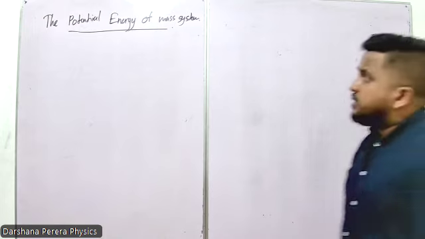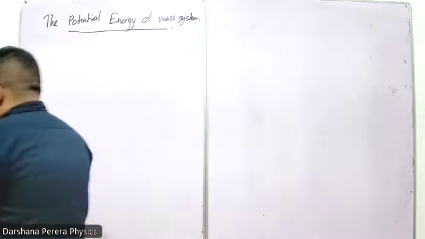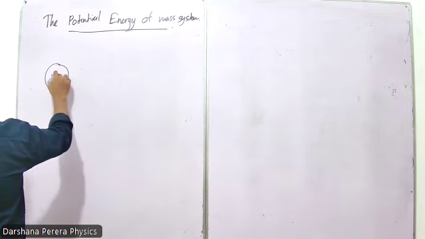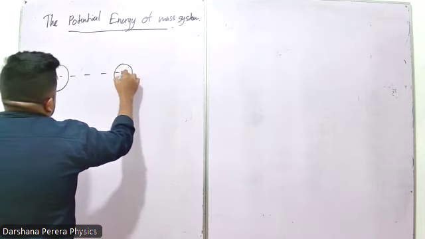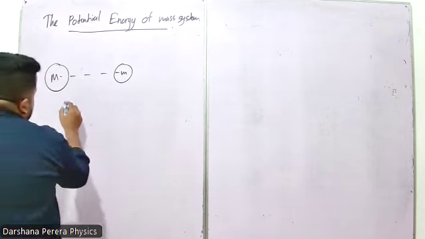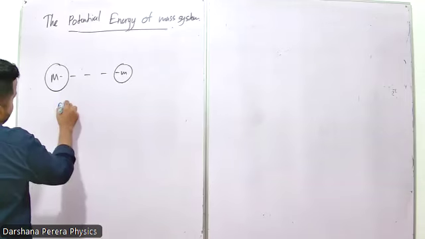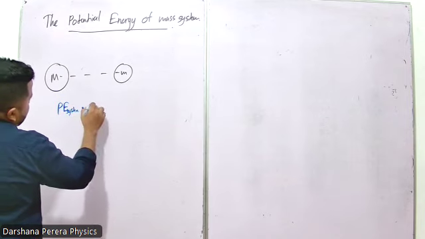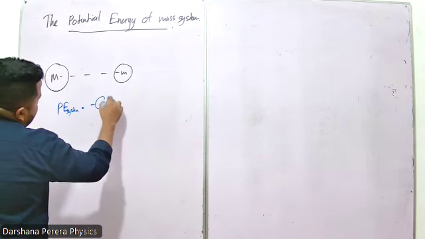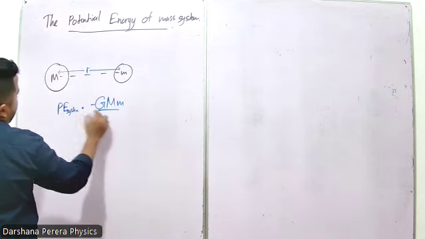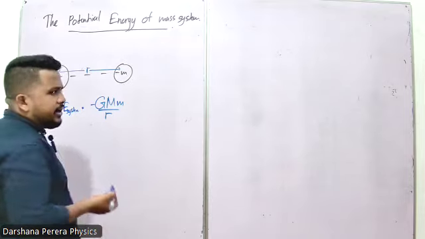To calculate the potential energy of the mass system, how can we calculate? If there is a mass m and another mass m located like this, the potential energy of the system equals minus G m m over r. Why is it like that?